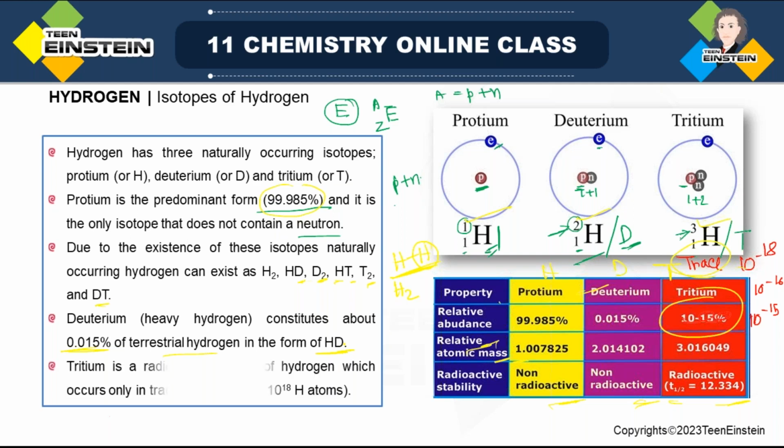And what about tritium? This is the radioactive isotope of hydrogen. It occurs only in traces. So see here it is written 1 atom per 10 to the power 18, and that is the relative abundance. Better you say trace, because this value sometimes varies. So the relative abundance is maximum for hydrogen, after this it is D, and at last it is T. So this is the order of their abundance.